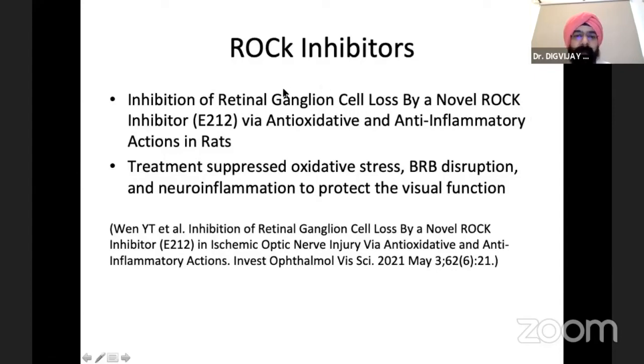So they've seen that these ROCK inhibitors, which are Rho kinase inhibitors, which are also being used in glaucoma practice, have reduced the retinal ganglion cell loss, by having a strong antioxidative effect as well as anti-inflammatory effect, and they even prevent the disruption of the blood-retina barrier. So they found that this could possibly reduce the amount of damage that one could see in cases of NAION. And this is again something that has just come up last year and been published this year.